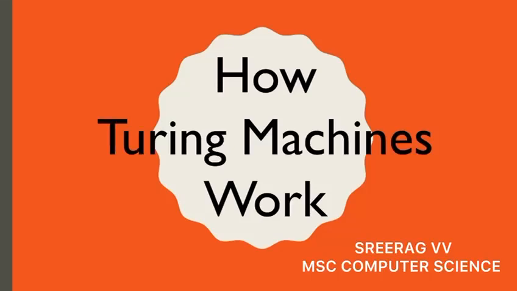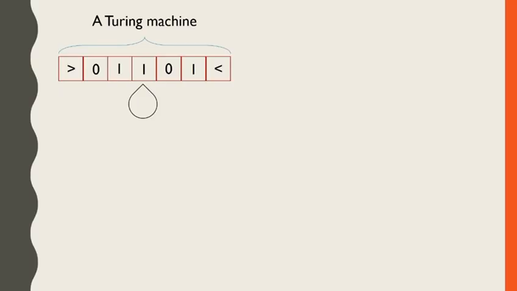Hi, my name is Sridhar and today I'm talking about Turing machines and the basic idea behind them. Turing machines are powerful devices with an interesting property. They are not physical devices but rather abstract mathematical objects.